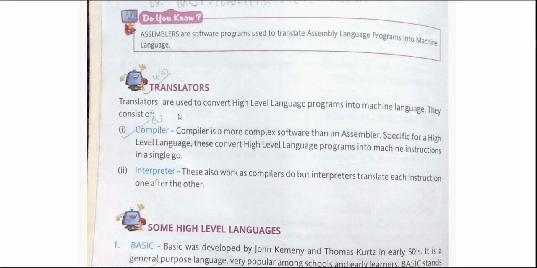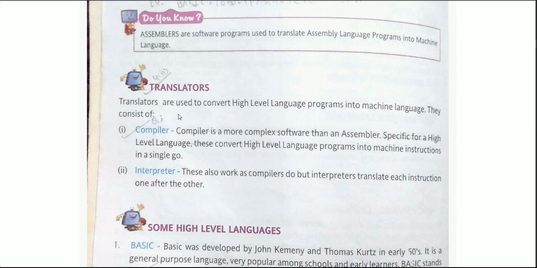Now, remember when we were studying assembly language, over there we were using assemblers. In high level language we are using translators, and the compiler as well as the interpreter are basically two categories of translators. Yes, or you can say two types of translators that we can use. Now let us learn about the compiler. A compiler is more complex software than an assembler, specific to a high level language. It converts a high level language program into machine instructions in a single go.